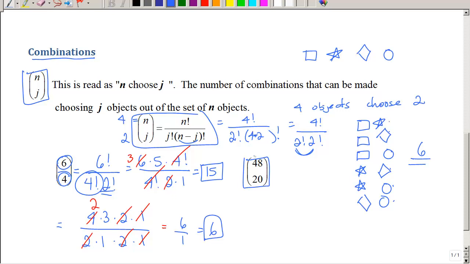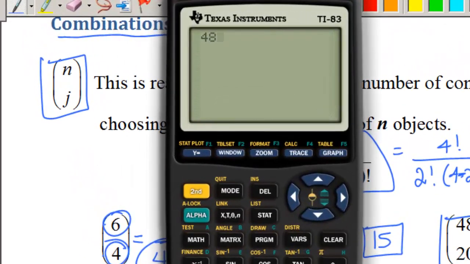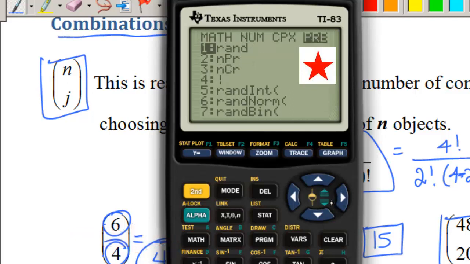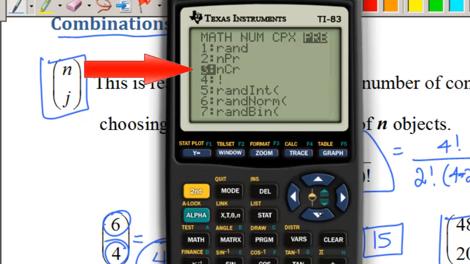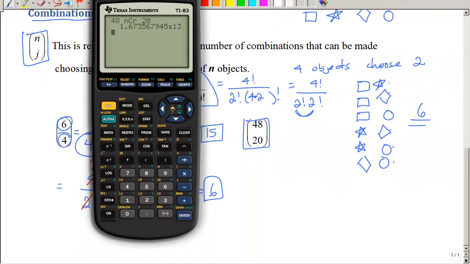But what about a calculator? Let's investigate that. On the TI-83 and most of the TI calculators, they're all about in the same place. I need 48 first, so I'm going to punch in 48, and then I need to know the number of combinations. Where is that? It's under your Math button, and then under PRB, so I'm going to arrow over to PRB, which stands for probability. And then our third option is nCr. That's the number of combinations. So I'm going to enter that, and then it's waiting for me to say, well, how many objects are you going to choose? 20?